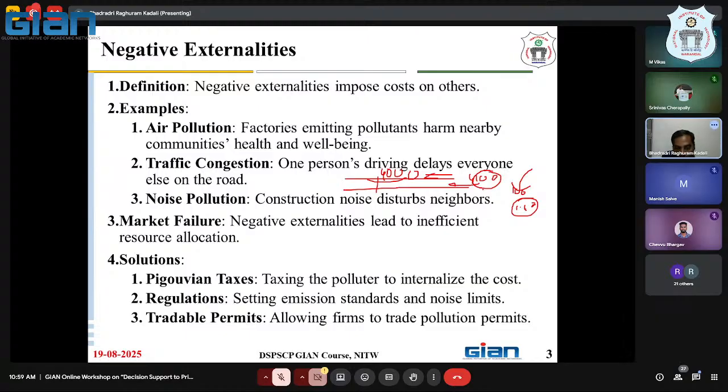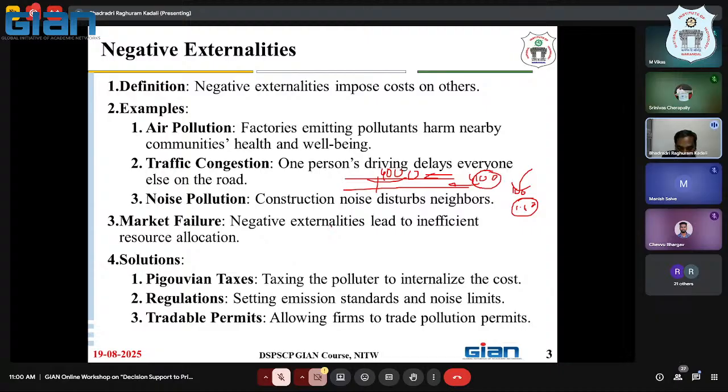The noise pollution, that is the noise from construction activities, is also corresponding to the adding of vehicles, which may be creating noise. So the negative externalities lead to inefficient resolution of the funds allocated to the project. So there are different types of solutions.